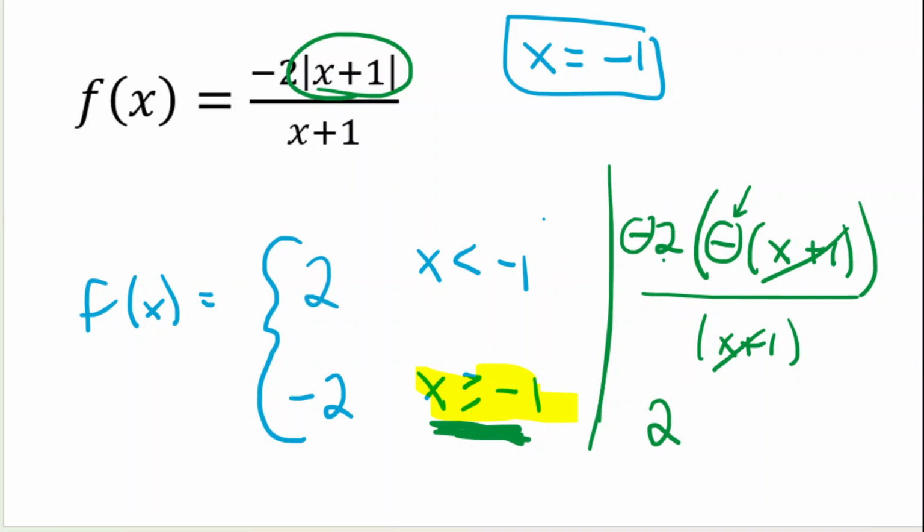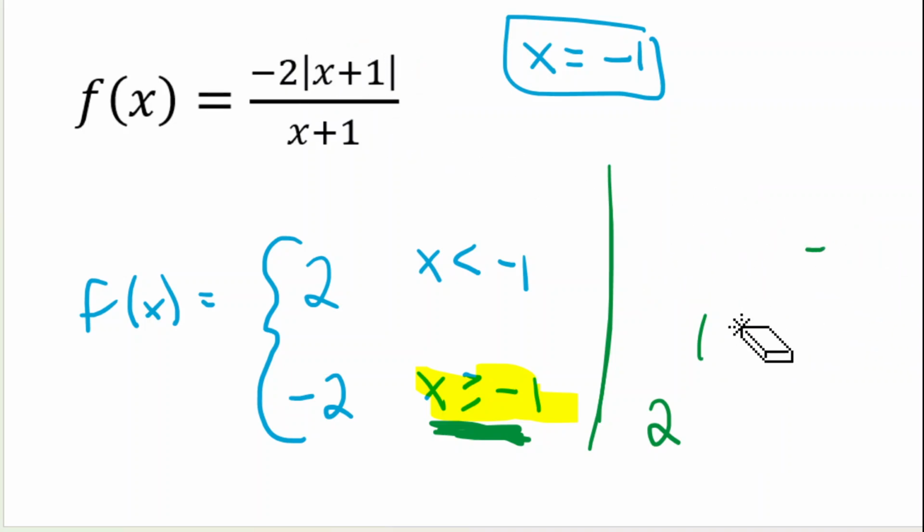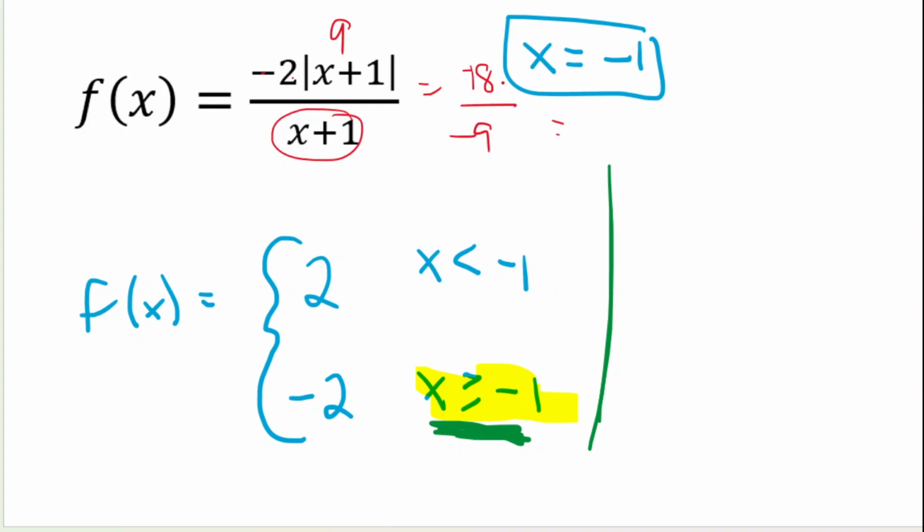And again, you can test that. Sub in -10. -10 plus 1 is -9. But then the absolute value of that is 9. So this would be 9 times -2, which is -18. And then here, if I sub -10 in, I would have -9. And -18 over -9 is 2. So that's the rule when x is less than -1.